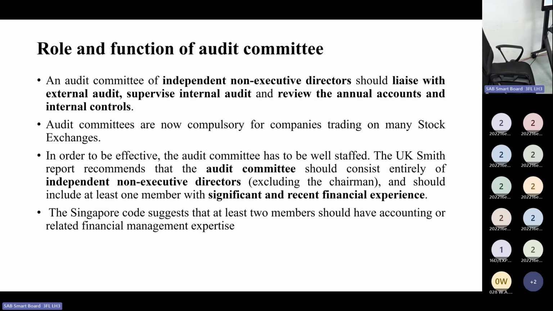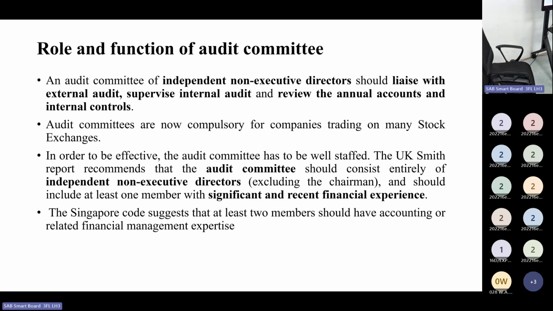One place is this one, right? Through listing rules. What is listing? Getting a company publicly quoted on the stock market. Publicly quoted companies need to appoint an audit committee. It's a must. So through that route, they have made the audit committee compulsory.